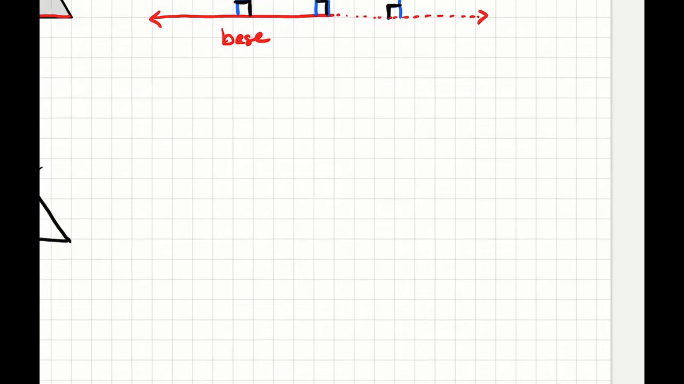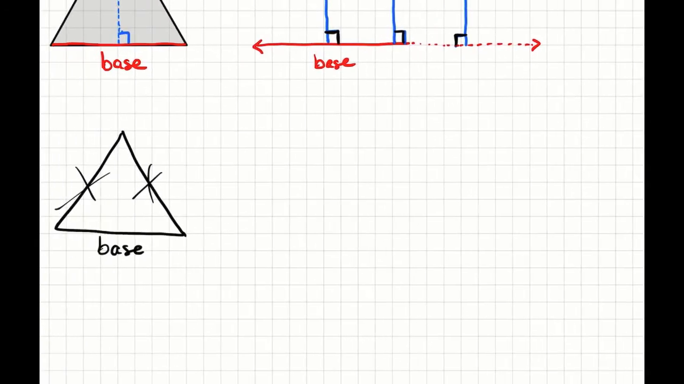Okay, so let's take a look at some examples. Let's say that I have a triangle that looks like this.